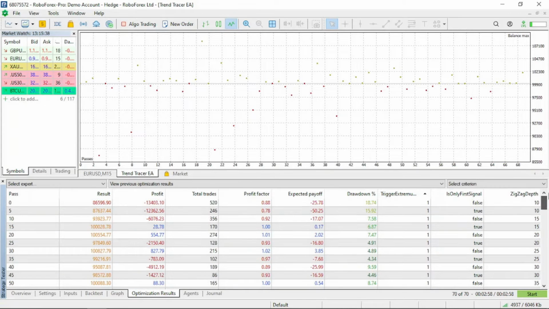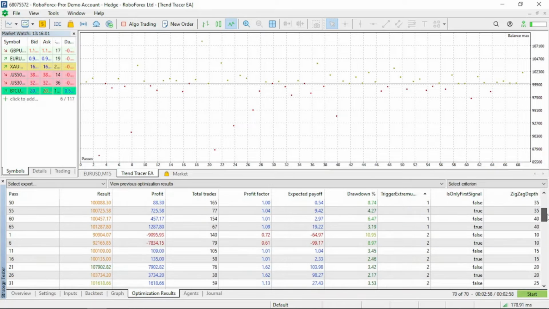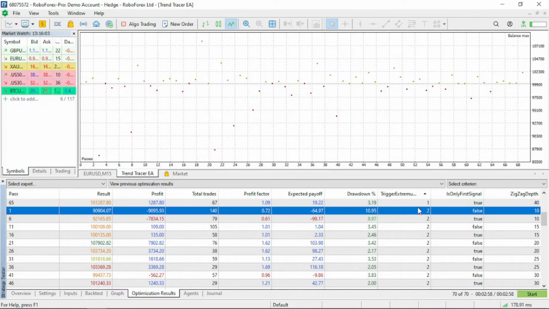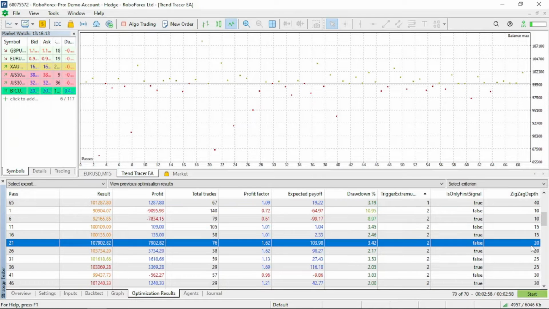We'll be testing 3 different securities for this expert advisor. If we sort the data according to the trigger extremum, you'll see using 1 on the 15-minute chart gives a lot of trades. For my personal trading style, I look for robots that place less trades at hopefully a higher probability. Now the trigger extremum of 2 and a depth of higher than 15 starts to produce good results.